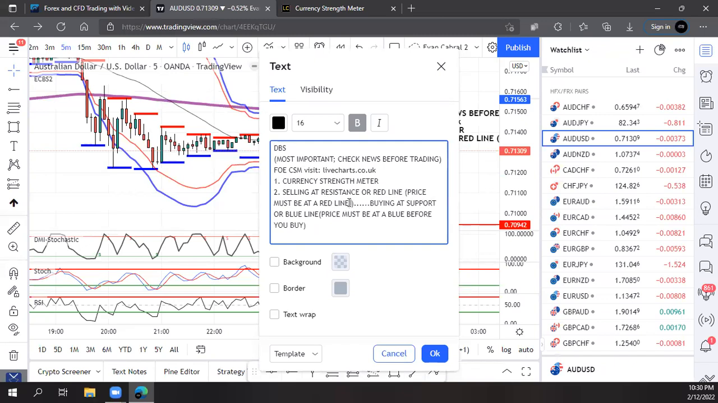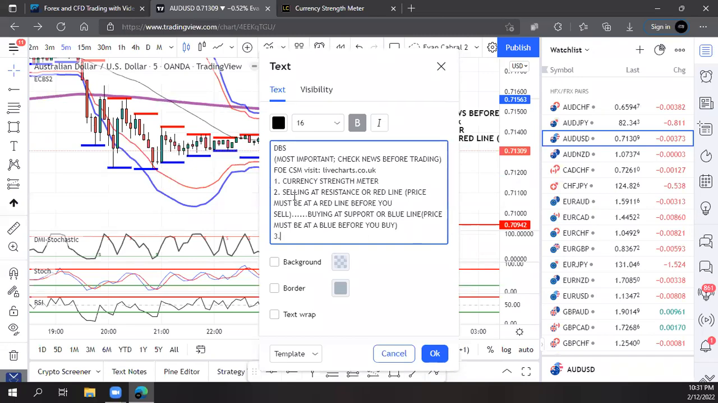This other one, price must be at a red line before you sell. So I'm just trying to make this so simple. So I'll actually get to what we are supposed to be doing, the main stuff, that's going to help you guys. But we can't actually rush into that without talking about the basics.